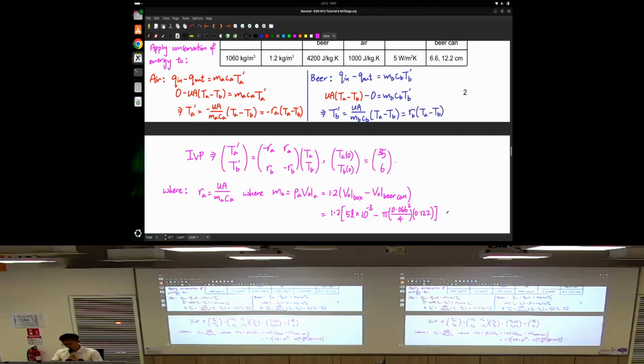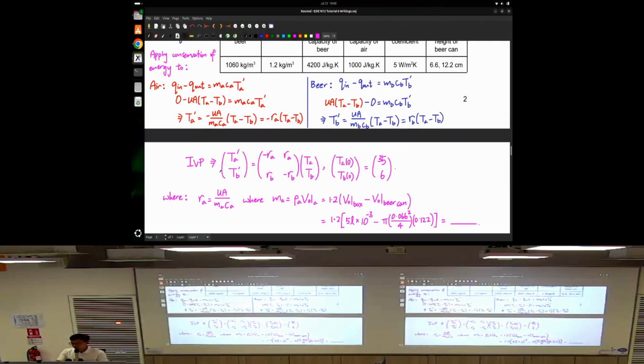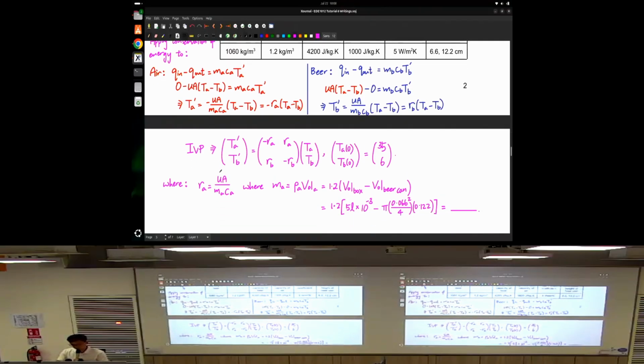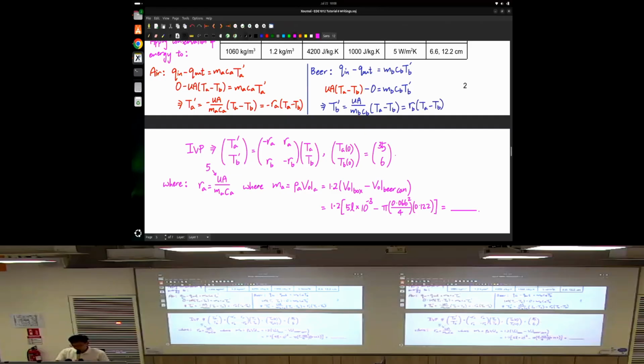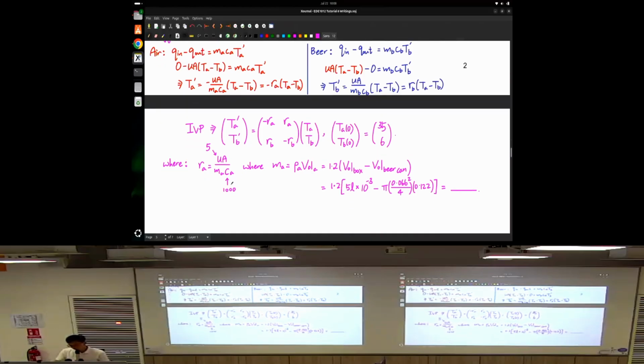Okay, so this will be your MA, because pi d squared over 4 times the height of the beer can. Then actually the A is also a concern. U, this one is straightforward. U is what I gave, U is 5. Then MA you calculate. CA is just 1000. Then the area.